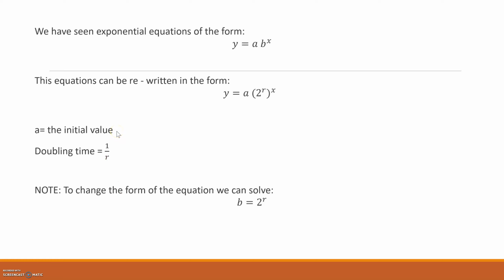A is still your initial value, so the value of y when t is equal to 0, and we call 1 over r our doubling time. When we refer to the doubling time, we mean the amount of time that it takes for our population to go from our initial value of A to being equal to 2A, so doubling. So again, it's important to note that the change of form is from taking b and setting it equal to 2 to the power of r. And we can solve for r using our exponential and log forms.